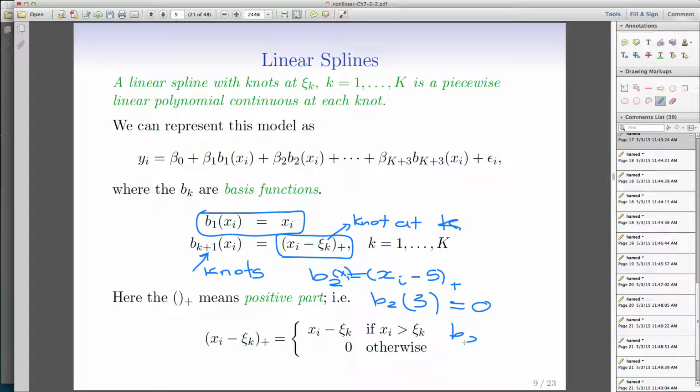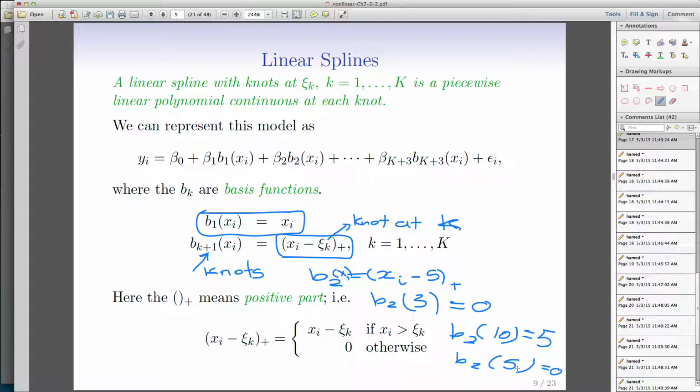So B2 of 3 is 0. Sorry, I kept saying beta, it's B2. How about B2 of 10? Since 10 is more than 5, this is 10 minus 5, which is 5. How about B2 of 5? You can just put it in either part of it. So 5 is greater or equal to 5, or it's just less than 5. But irrespective of what you choose, it's 0. So that's why these base functions are continuous.